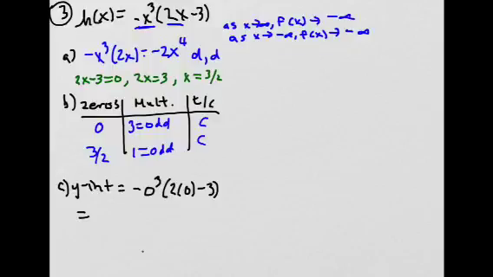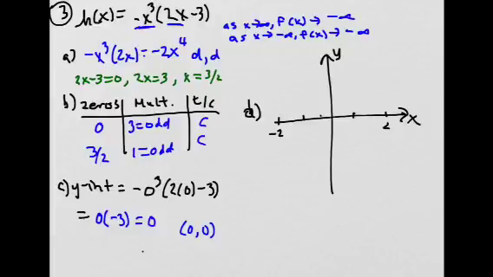For the y-intercept, I've already replaced all the x's with zeros, so now we just simplify. So negative 0 cubed is 0, and 2 times 0 is 0, minus 3, and that still gives me 0. So the y-intercept is 0, 0.